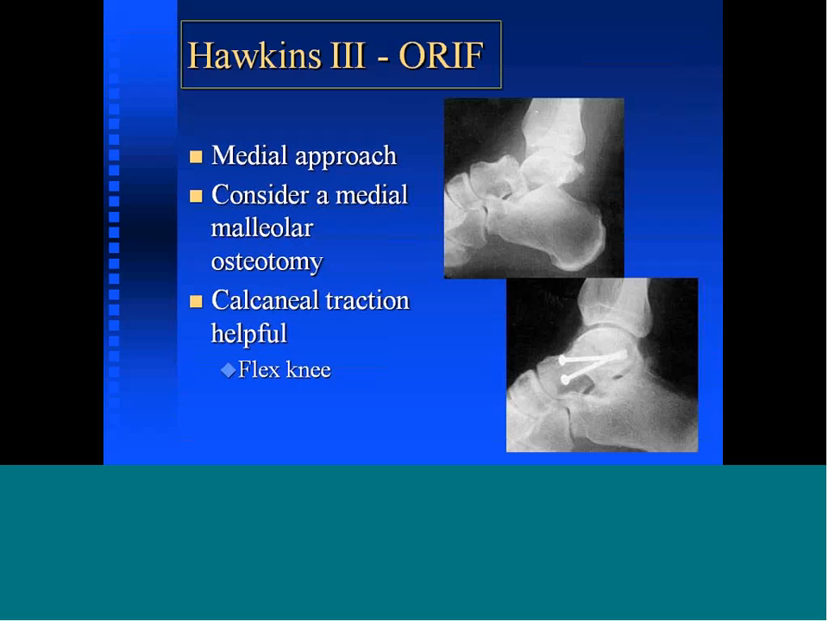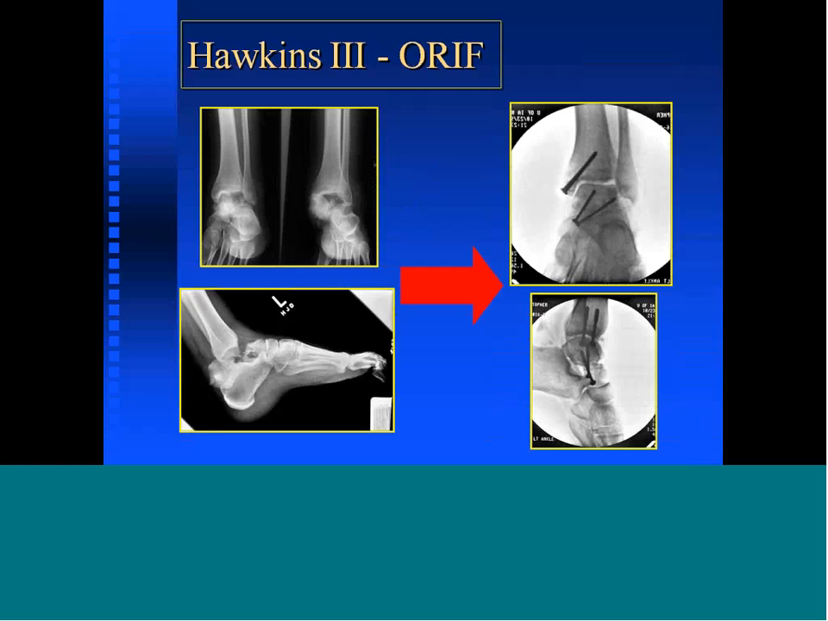So we do want to fix these relatively quickly. We put these on an urgent basis. We oftentimes will approach these through the medial aspect. We'll oftentimes consider a medial malleolar osteotomy. And you can also utilize calcaneal pin traction and flex the knee to provide the space that the posterior talus needs to be reduced back underneath the distal tibia. So again, these are little maneuvers that can be very helpful in bringing these fractures back into proper position so that then you can manage them as you would a standard talar neck fracture.